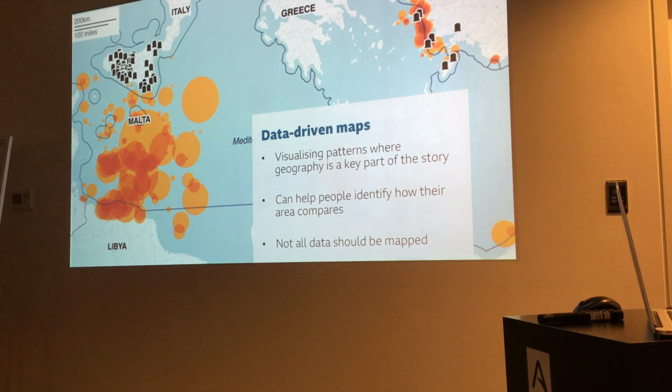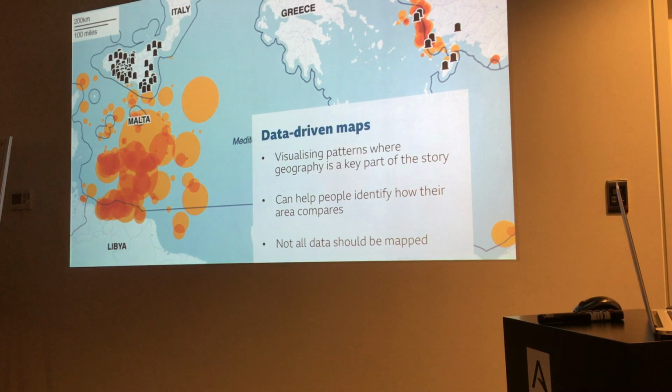A different type of map is what I've grouped as data-driven maps. These could be point maps, choropleth maps, a few different types, but essentially these are maps where we've got a little more time to play with, where we're not saying something's happened here, how can we build a locator map? Essentially, the key to a data-driven map is where geography is key to the story.